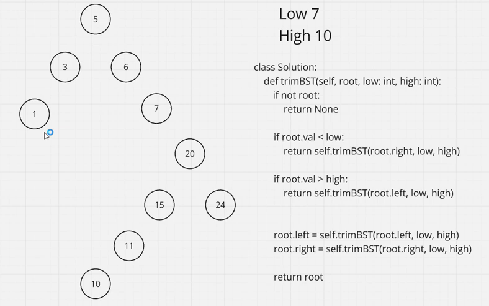What we see here is that 1, 3, 5, 6 are all less than 7, so they all need to be removed because they're not in the range of 7 to 10, as well as 11, 15, 20, 24. These also need to be removed. So you're wondering how you're going to remove all these nodes and just get 10 to connect to number 7 and remove all this as well?